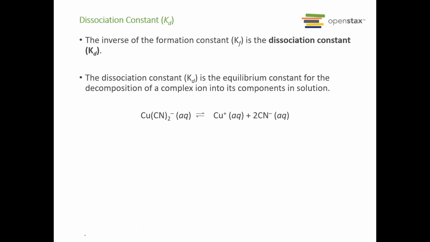The inverse of the formation constant is known as the dissociation constant. So if we went in reverse and we took the copper cyanide and broke it down into its copper ions and cyanide ions, the formation of a copper cyanide complex ion is the formation constant. The reverse of that is the dissociation constant.